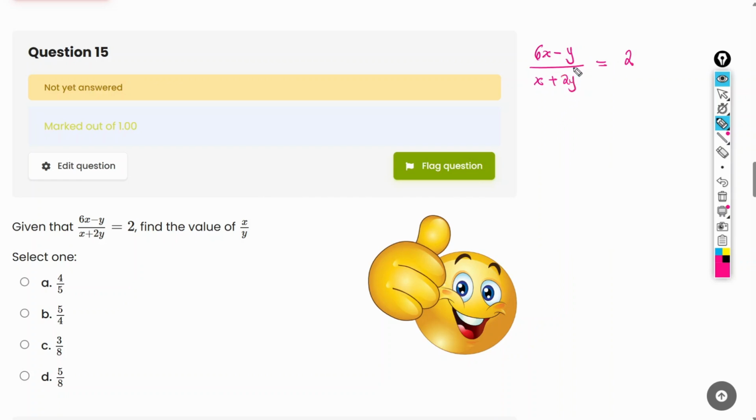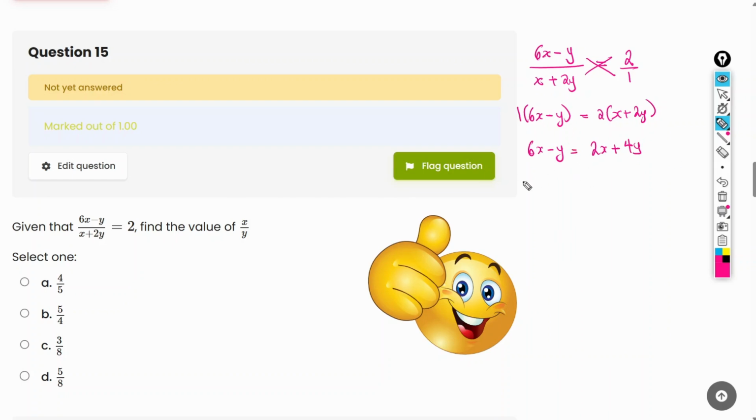Okay, so like I say, the first thing I like to do is set up everything on a flat line. I don't like fractions. So where I can, I will make sure that everything sits on just one line, no denominators. Cross multiply this to make sure that happens. So I would have 1 times 6x minus y would be equal to 2 times x plus 2y. So here I'll have 6x minus y is equal to 2x plus 4y.